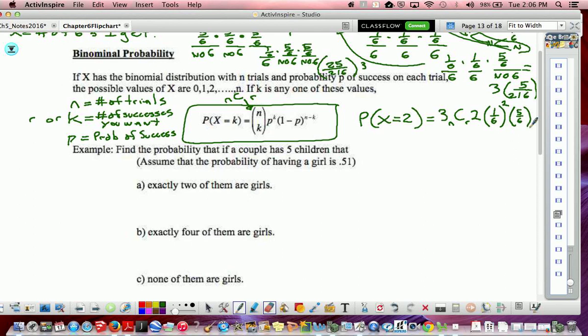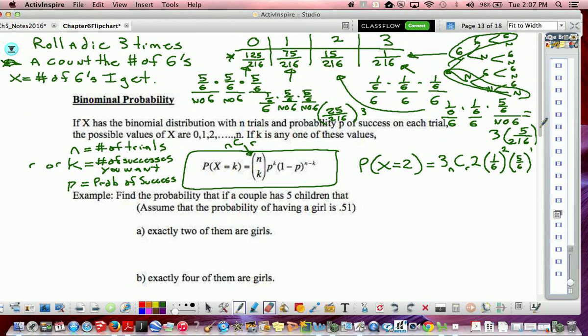So if P is the probability of success, 1 minus P you can think of as your probability of failure. We're raising that to the n minus K power. If n is, in our case, 3, and K is 2, how many does that leave us? Just 1. Notice up here, 1/6 times 1/6, 1/6 to the second power, 5/6 to the first power. This 3 choose 2, if you do that on your calculator, will actually be the number 3.